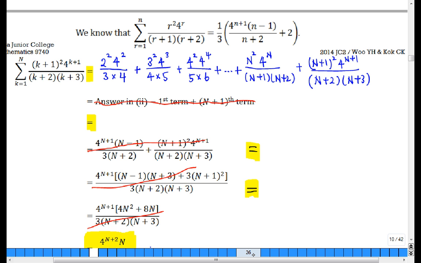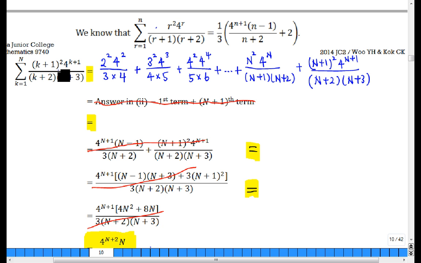Now let us observe. Look at this thing that we know. We already know that the summation of r squared times 4r over (r plus 1)(r plus 2) is equal to this. There is a simplified form for this. We want to make use of this to find this. We know these two must be related, but I don't know how. I know this summation and this summation are related, but I don't know how.